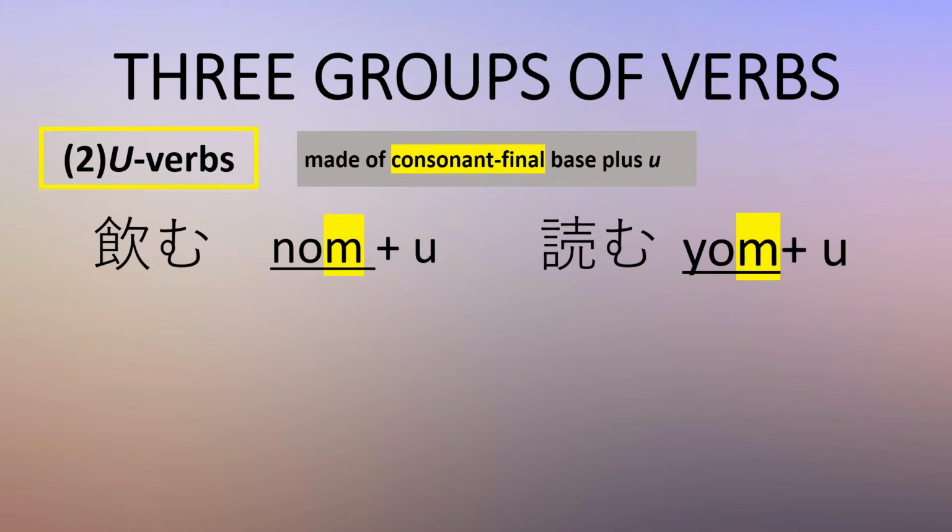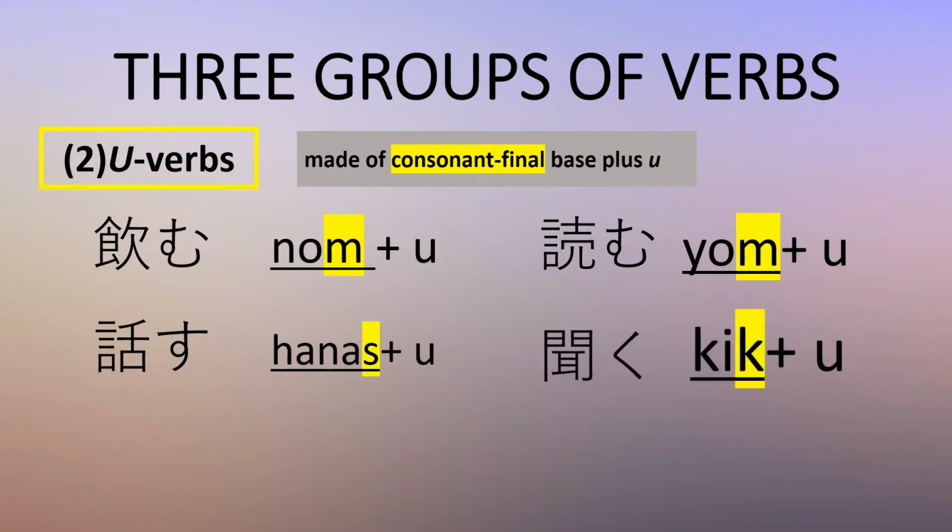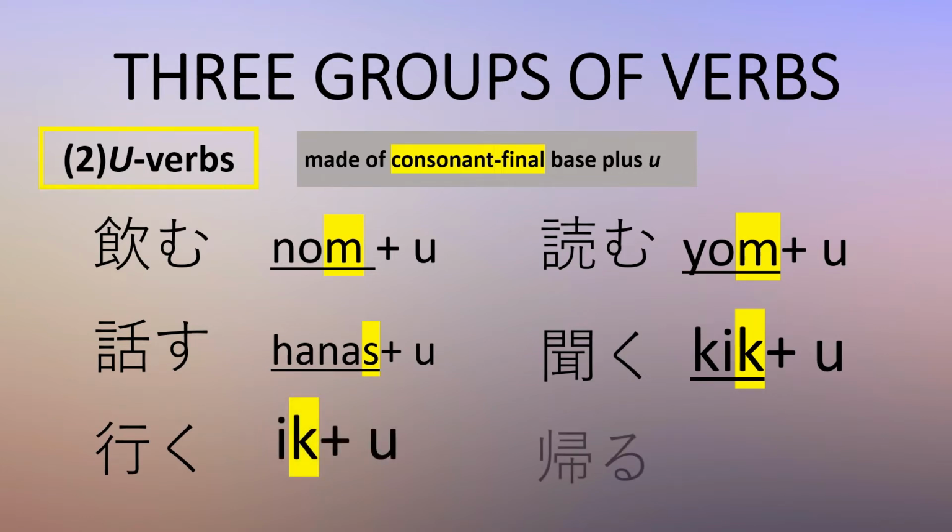We have next yomu, to read. Then hanasu, to speak. Then kiku, to listen, to ask. Then iku, to go. Kaeru, although kaeru is ending with ru, it is actually a u-verb, and its final base is a consonant, the letter R. So it is a u-verb.